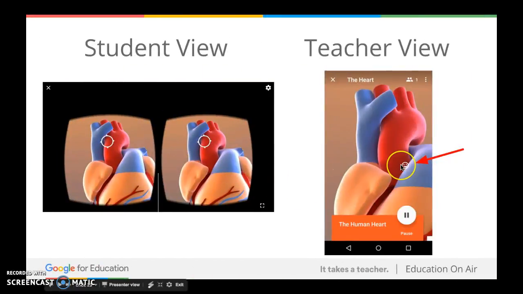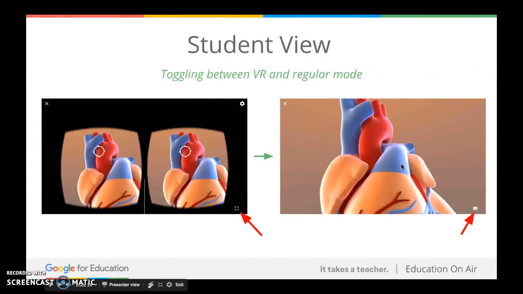Those smiling faces show you that there are a number, like that represents one student that's looking at the thing that you want them to look at. And then as a student, you could toggle between the VR mode and the regular mode. So let's say you've got not enough headsets for every single kid, or there's a kid who doesn't like putting the headsets on for whatever reason.